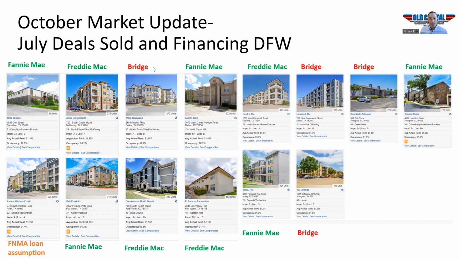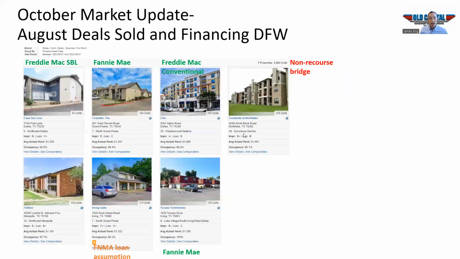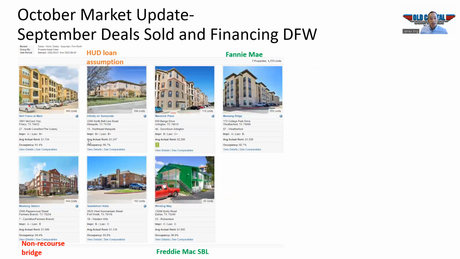So here is a snapshot of what has actually closed in DFW and how they got these deals done. You can see the green is pretty much agency. Bridge, there's still a couple bridge loans out there on some of these larger deals, but mostly Fannie, Freddie. And then you go over to August, you see one bridge loan, four or five Fannie Maes, and then a loan assumption. And then in September, we see a loan assumption and more Fannie and Freddie and one bridge. I wasn't able to get all the loan details on a couple of these, but from what I'm seeing on what people are utilizing, it's really agency and loan assumptions right now.